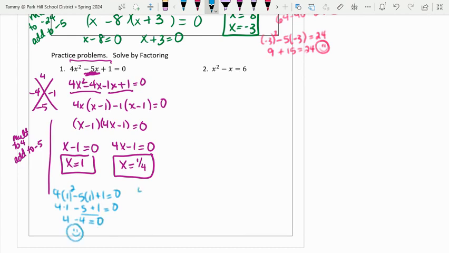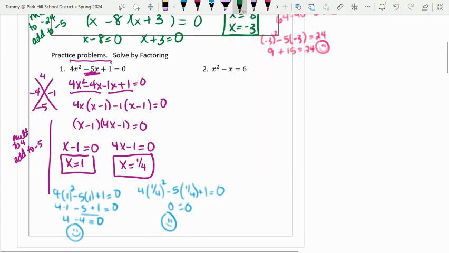And 1/4 would be 4 times 1/4 squared minus 5 times 1/4 plus 1. Does that equal 0? So using your calculator, take 4 times 0.25, squared, minus 5 times 0.25, I made 1/4 0.25, plus 1. When I use the calculator, it equals 0. So 0 equals 0. So those two answers are correct.